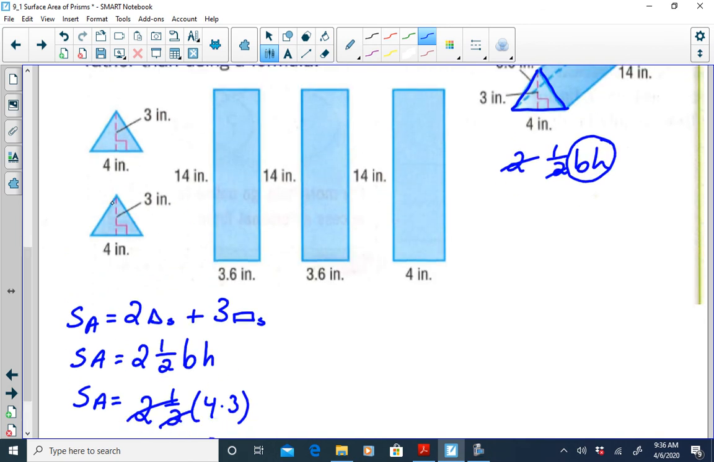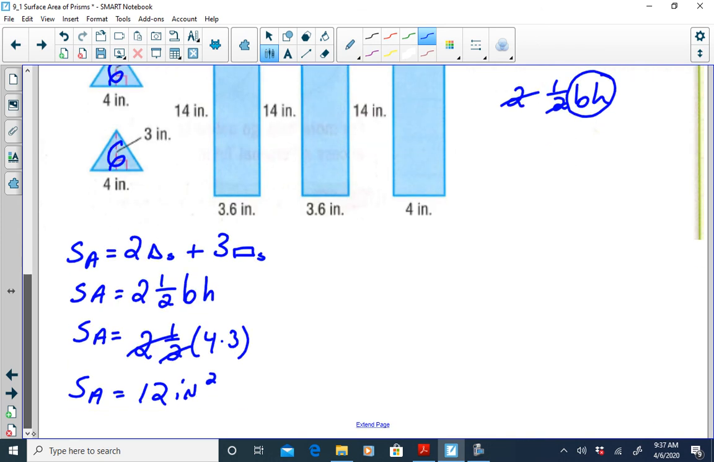All right, so let's look at that again up here. It's 1/2 of 4 times 3, which is 6. But if this is 6 and this is 6, that's where we get the area of the 2 triangles is 12. But we still have the 3 rectangles. All right, so let's do the 3 rectangles over here. I'm going to do that over here in black.